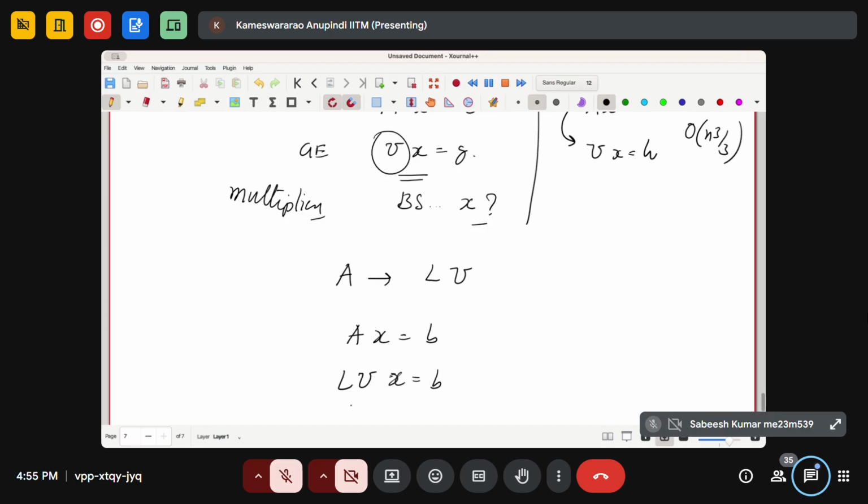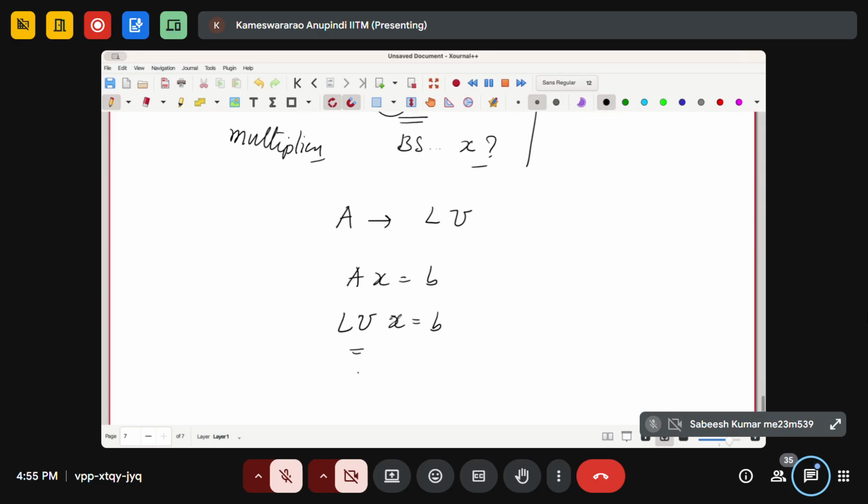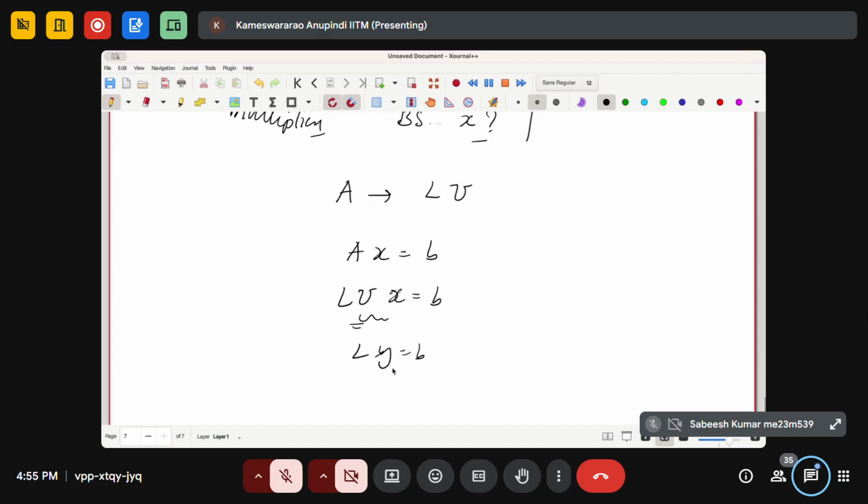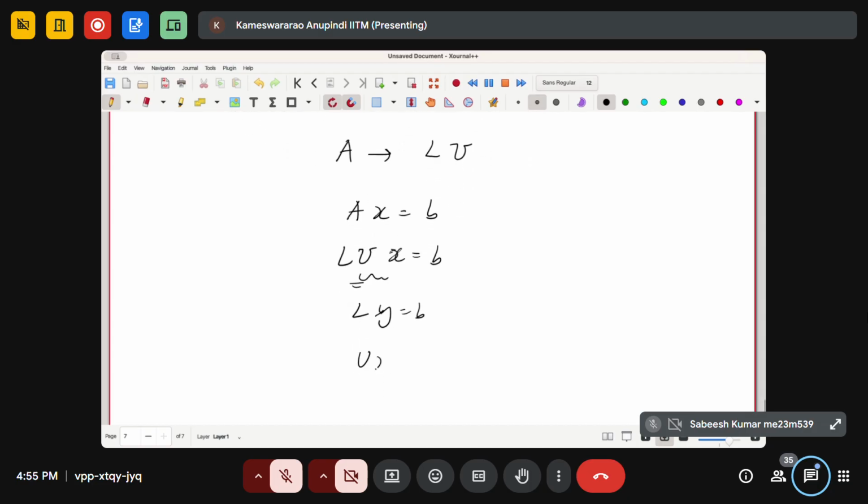Then you're only going to solve LUx equals B, in which you say Ux equals Y. So you solve for Ly equals B and get Y. Once you get Y, you solve for Ux equals Y and get X. Clear, sir. Yeah.